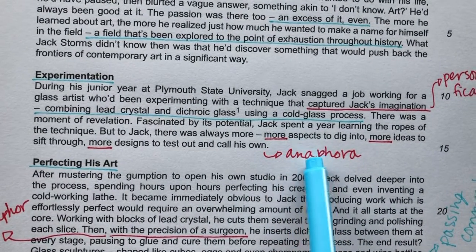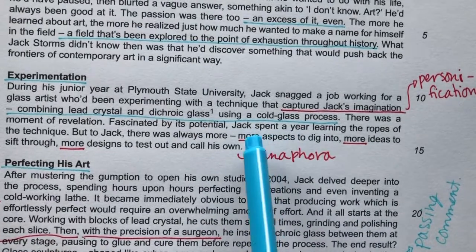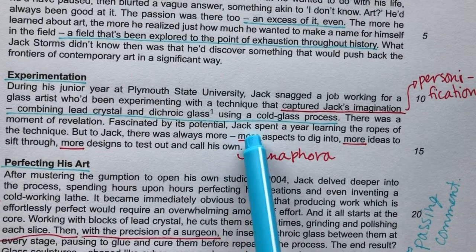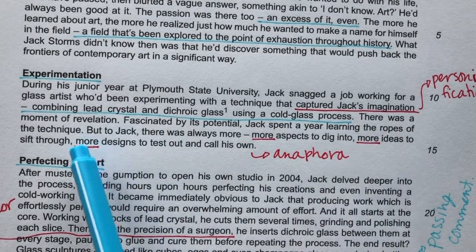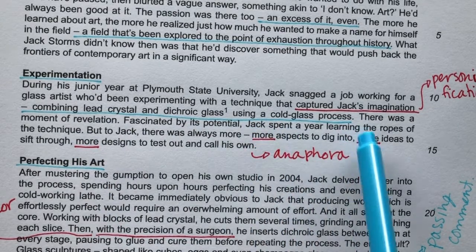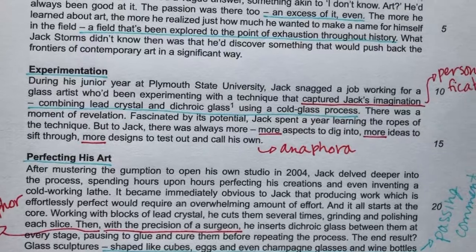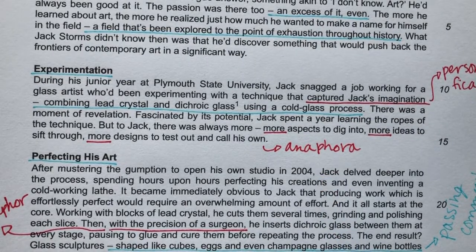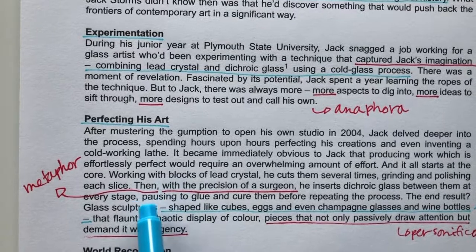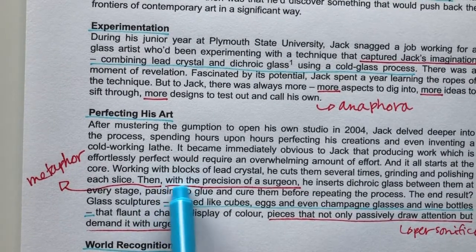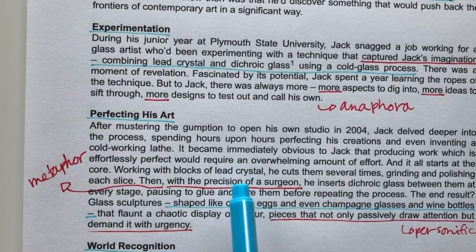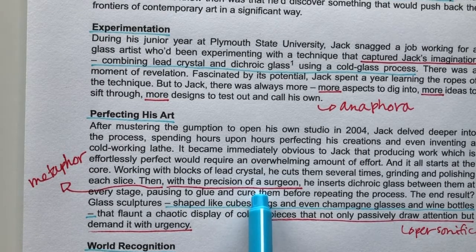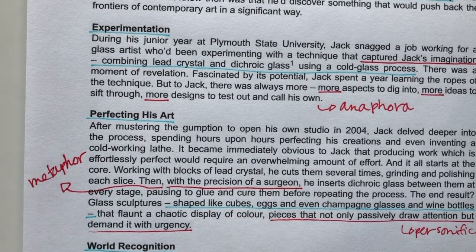Okay, and we also have another figure of speech. We have anaphora, because it's the repetition at the beginning, same repetition, more, more, more. Okay, more aspects, more ideas, more designs. So each part starts with more, more, same word. Okay, it's repeated, so that's an anaphora. We also have a metaphor, another figure of speech. Then with the precision of a surgeon. Okay, so here Jack Storms is being compared to a surgeon without the use of like or as, which makes it a metaphor. It's a comparison there.